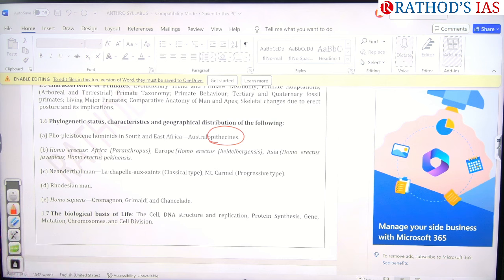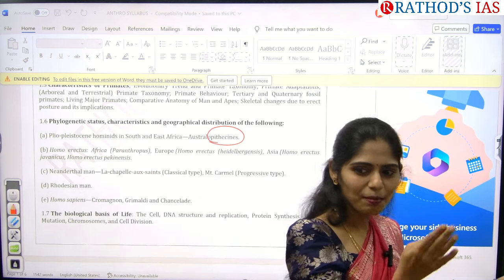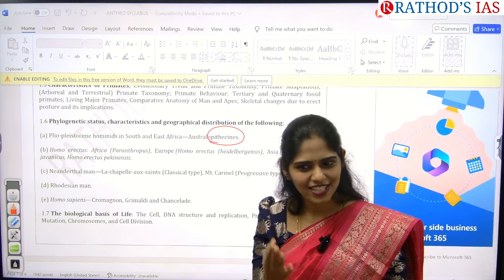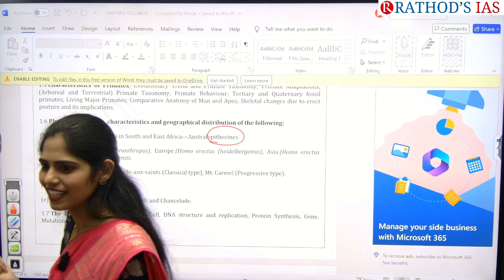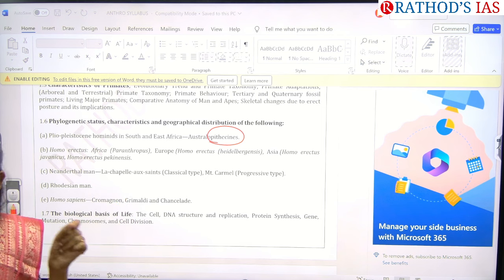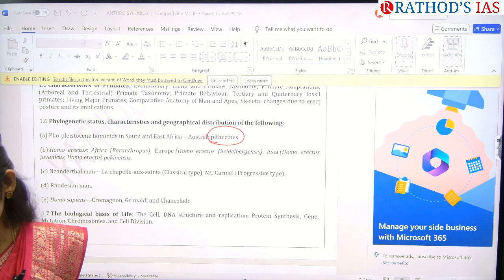If that same ape fossil is found in Siwalik, what is the name? Sivapithecus. If that fossil is small, what is it called? Micropithecus. If it is large, it is called Gigantopithecus. So like that we have the names. Don't fear these names. If you know the root word and add to it, you will get the different names.